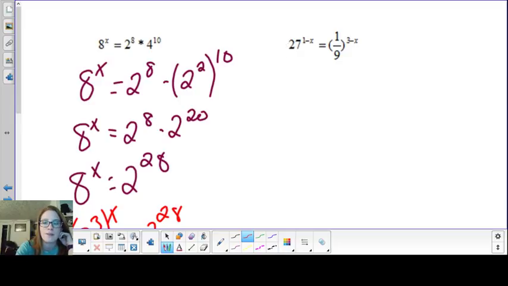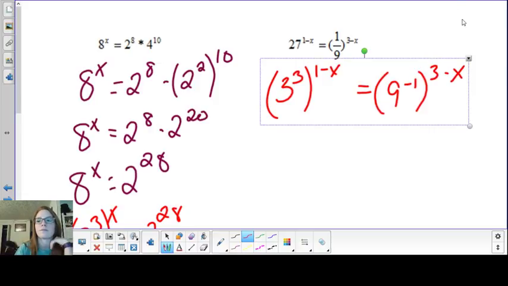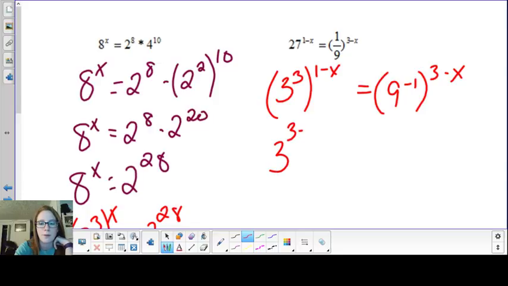So 27 is 3 to the third, which is 1 minus x. Now we know that because 9's on the bottom, he's 9 to the negative first. So I have 3 to the 3 minus 3x. 9 is 3 squared, and I have to the negative first, so he's a negative 2.